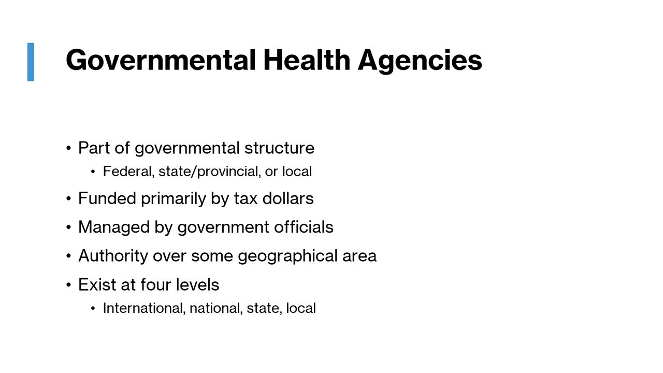So starting at the top of the pyramid, we have governmental health agencies, and these are part of the governmental structure at the federal, state, provincial, or local level. These are funded primarily by tax dollars and managed by government officials. They have authority over some geographical area, again, federal, state, provincial, local, county, city, depending. And they exist at four levels: international, national, state, and local.